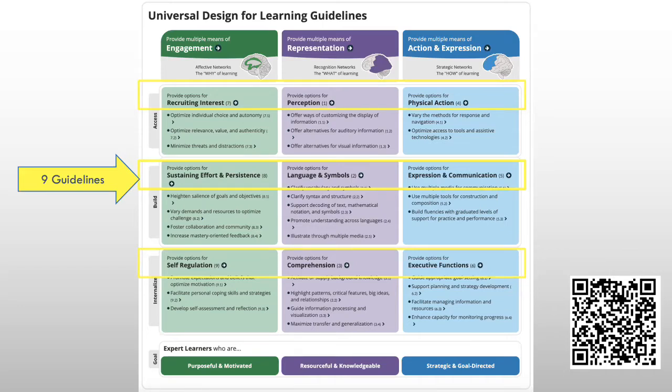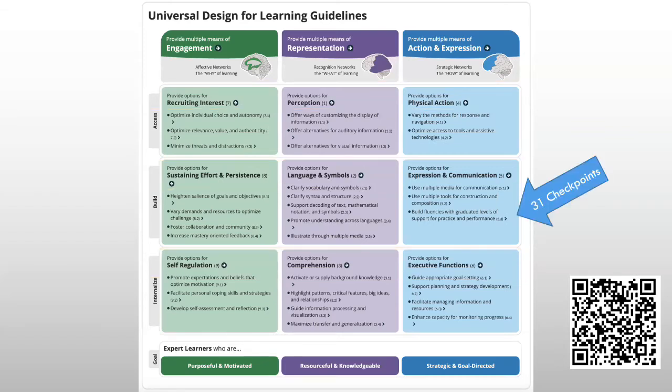The access row at the top includes guidelines that suggest ways to increase access to the learning goal by recruiting interest and by offering options for perception and physical action. The second row, the build row, includes guidelines that suggest ways to develop effort and persistence, language and symbols, and expression and communication. Finally, the internalized row includes guidelines that suggest ways to empower learners through self-regulation, comprehension, and executive functions.